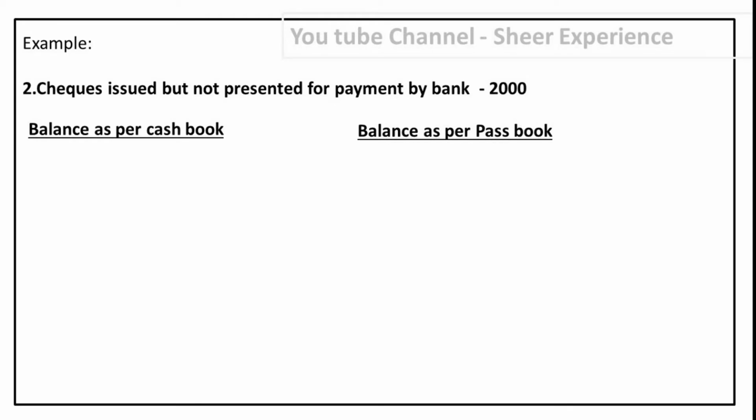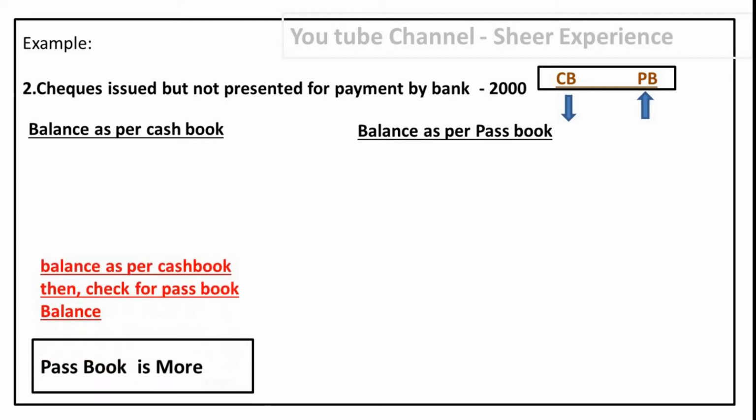The next transaction is checks issued but not presented for payment by bank, 2000. When checks are paid to our supplier or creditor, creditor means from whom we have purchased the raw materials. When we pay to the creditor, we enter this transaction in the payment side of the cash book. But here the difference states the bank has not presented for payment. So there won't be any payment entry for this transaction in the passbook. So cash book balance is less than passbook balance. Here I am saying cash book balance is less than passbook balance because I am referring to payment.